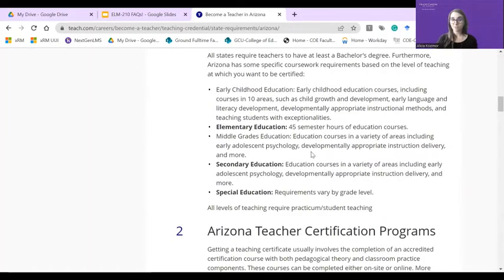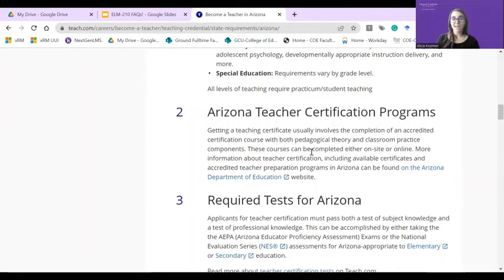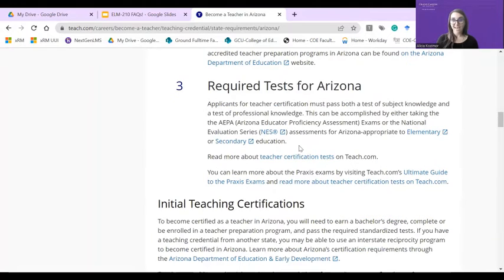But if you head on down here, then this will tell you what you need to be certified. So of course, you need your coursework. And then here are the required tests. So you can see you can take the NES or the AEPA. It is up to you. And then they have links to where you can find out more information about those tests. So definitely check out this website and look at your state.